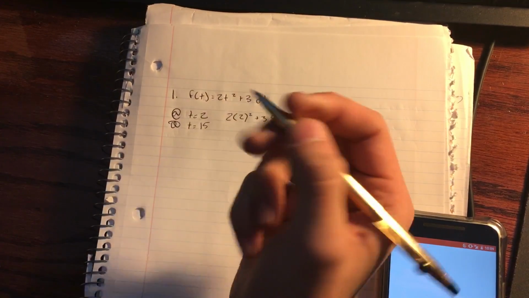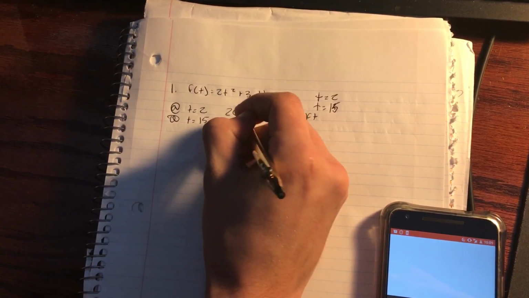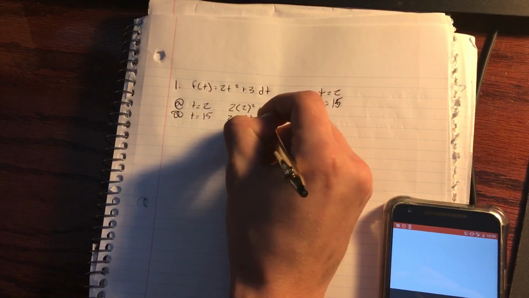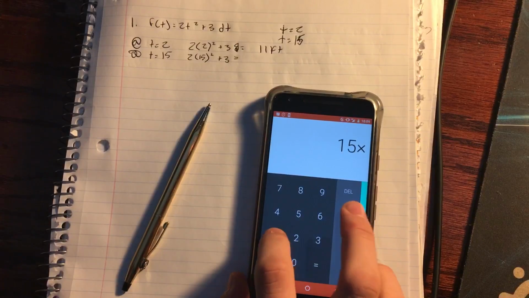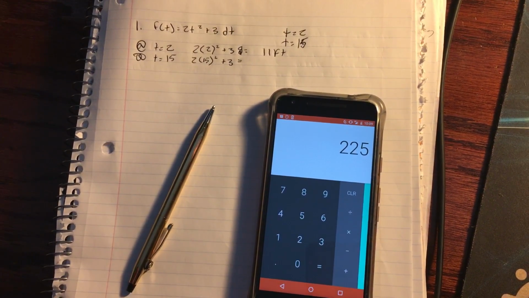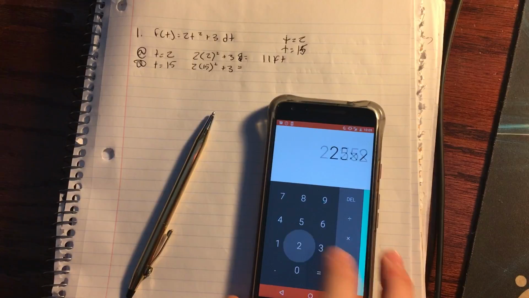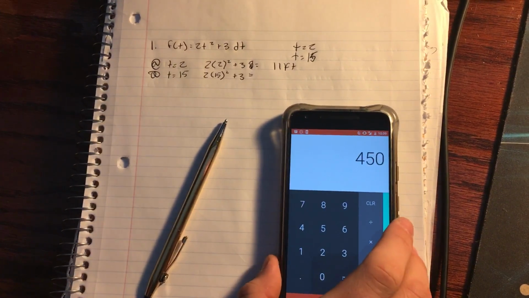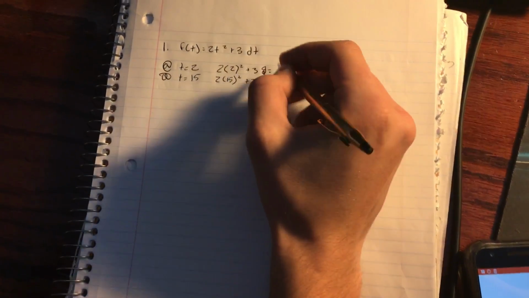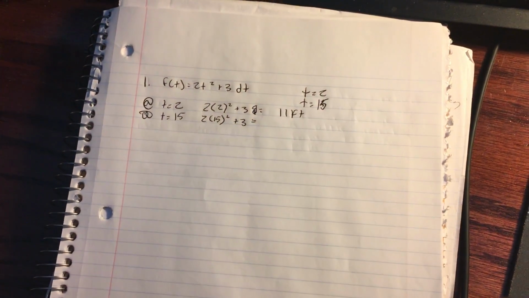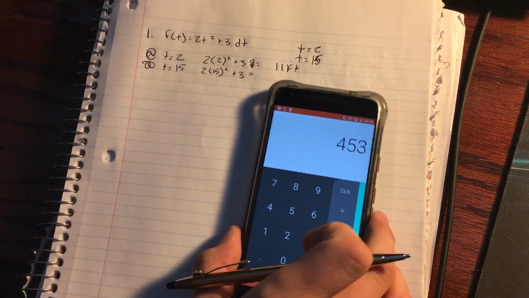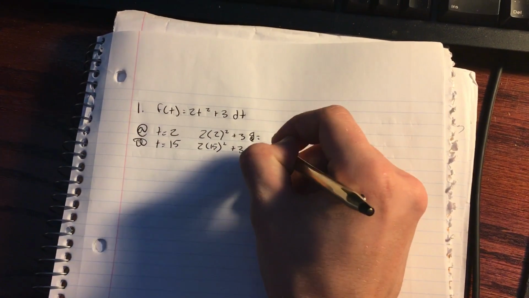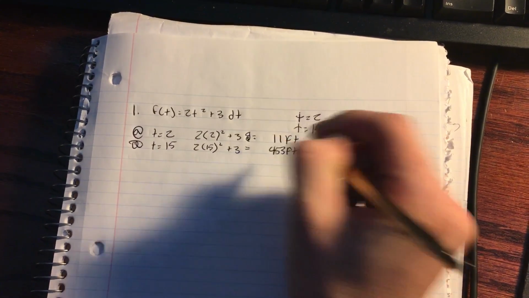And then at t = 15, so 2 times 15 squared plus 3 equals, so we're going to do 15 times 15. That's going to give us 225, and then we're going to multiply that by 2 and get 450. So at t = 15, the bottle rocket is, oh, well, hold on, 450 plus 3. So at t = 15, the bottle rocket is 453 feet in the air.